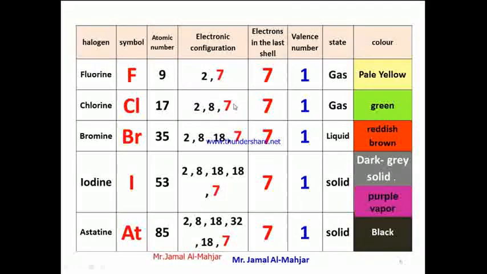Now in the last shell they have how many electrons? Yes, 7 electrons in the outer shell. What is the valence number of them? Each one, its valence number is 1, because each one gains 1 electron. The states: fluorine and chlorine are gases, bromine is liquid, and iodine and astatine are solids.